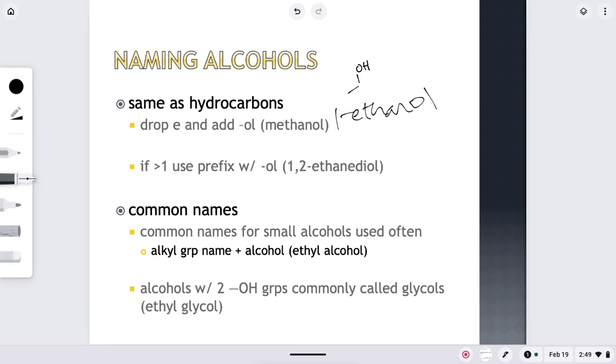But again, you need numbers to indicate where that hydroxyl group is. It's on the 1 carbon right now. Otherwise, when it said ethane diol here and it said 1,2 ethane diol, diol means that there are going to be 2 hydroxyl groups, so I have to make sure that I understand that those hydroxyl groups are on the 1 and the 2 as opposed to both being on the 2.